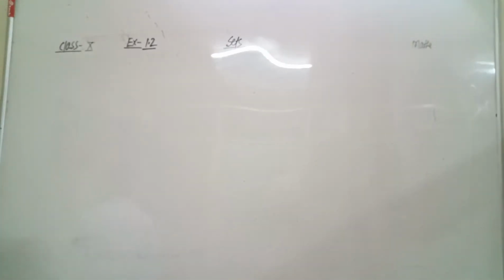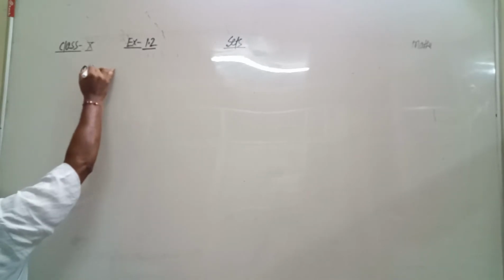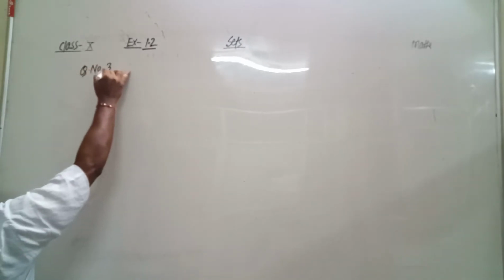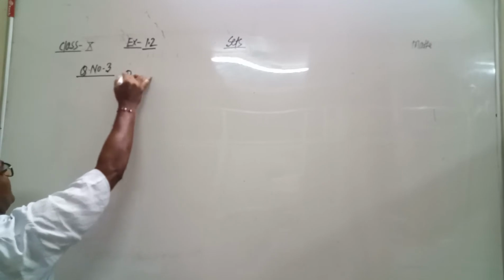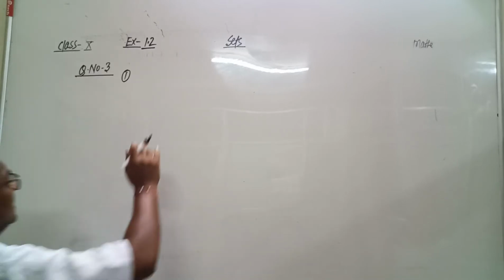Now next question, question number 3. State whether each of the following sets are finite or infinite. Again, we have to say whether the given set is finite or infinite. The first part is the set of lines which are parallel to the x-axis.